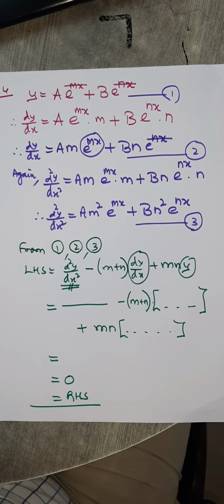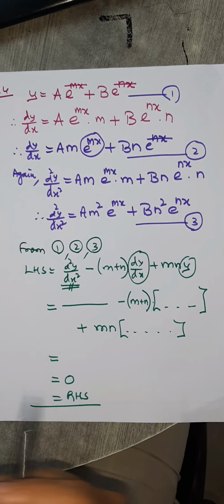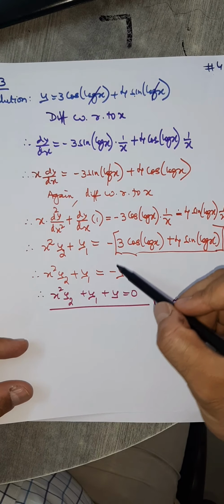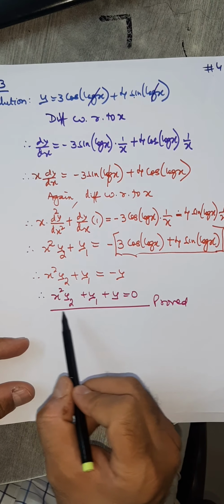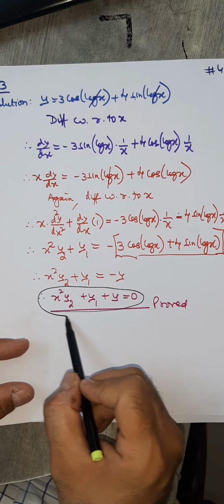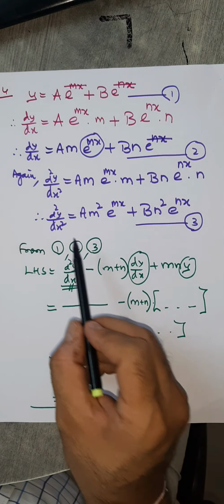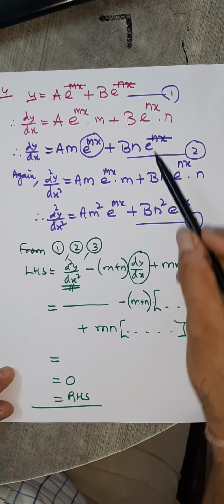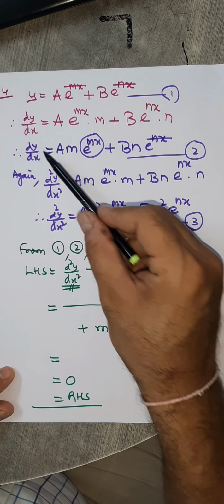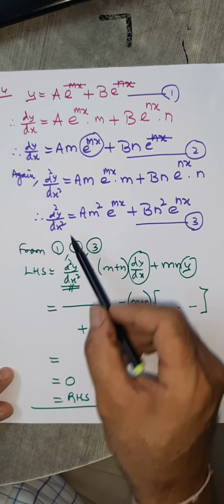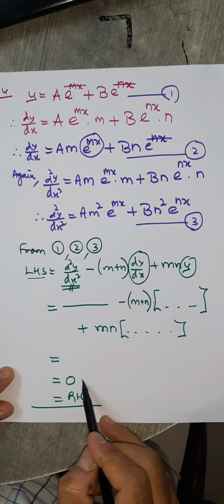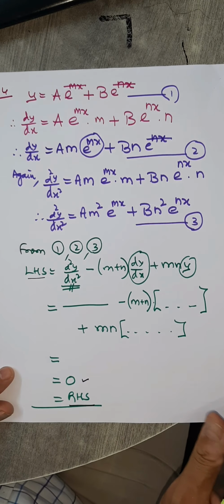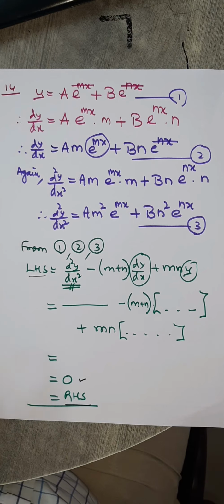In the previous question, if you look at it, just by differentiating twice, you could get this directly, remember. Here, once I differentiate twice, I am not getting what I want. So what I'll do, I'll put y, dy by dx and d square y by dx squared on the left hand side, and I got the 0 here. This is also a standard way of proving double derivatives, remember.